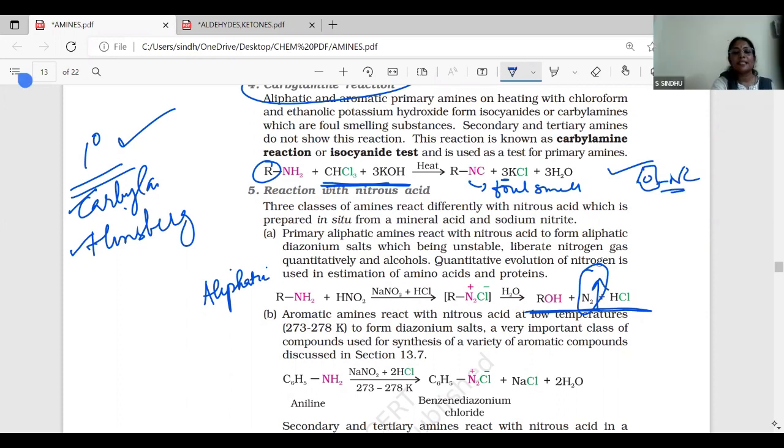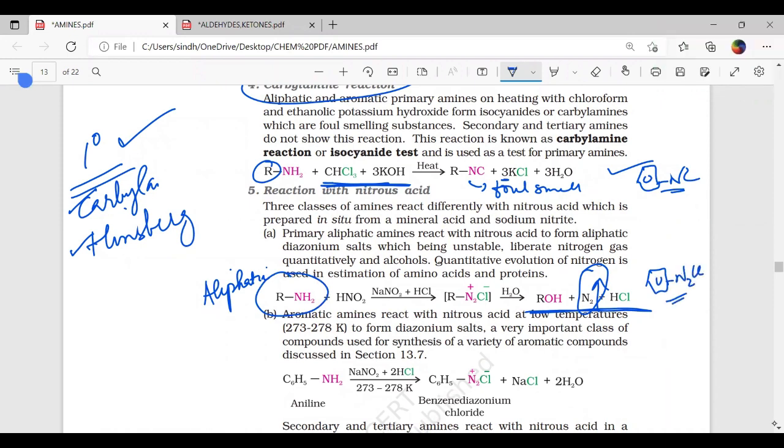This nitrous acid test, we can't go because it is stable. The benzene diazonium halide will be stable. So it will not immediately convert to alcohol with nitrogen evolution. So this we'll use only for aliphatic, because this will give stable benzene diazonium halide. Only when we warm, we'll get alcohol, phenol. Otherwise we won't.